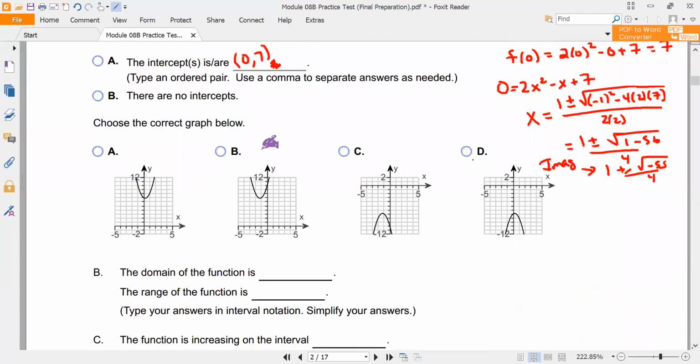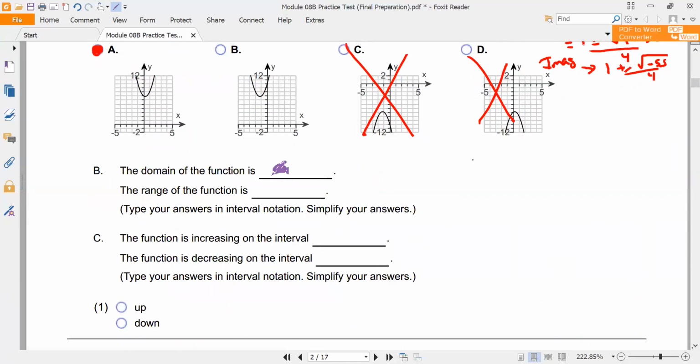Now it says for us to choose the correct graph. Well, our graph should open up, so these two are out automatically. And our graph should cross at 0, 7. I believe it's this first one that's going to work. 1, 2, 3, 4, 5, 6, 7. Yep. The other one crosses too high on the y-axis. So that's our perfect graph.